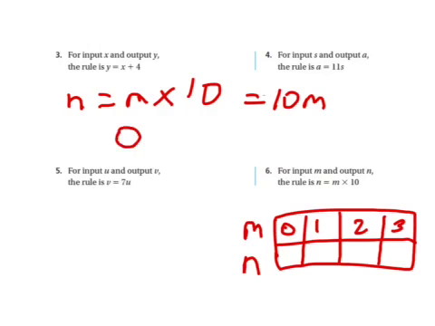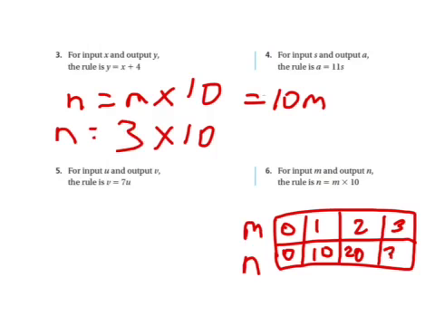My first input is 0, so I'm going to replace the M with 0, multiply by 10, and I get 0. And my next input is 1, so I'm going to replace the M with 1. 1 times 10 is 10. My next input is 2, so I'm going to replace the input M with 2. 2 times 10 is 20. And my last input is 3, so I'm going to replace the M with 3. 3 times 10 is 30, and that's my input-output table for N equals M times 10.